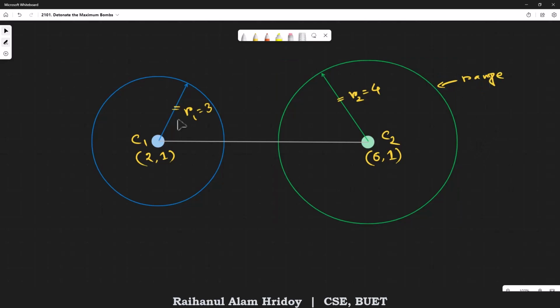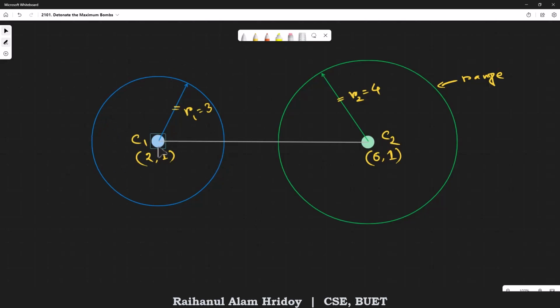So this is the range of the bomb, and this is also the range of bomb 1. These data are given. We are going to learn some mathematics and geometry first, then we are going to solve this problem. First we need to understand when two bombs detonate.